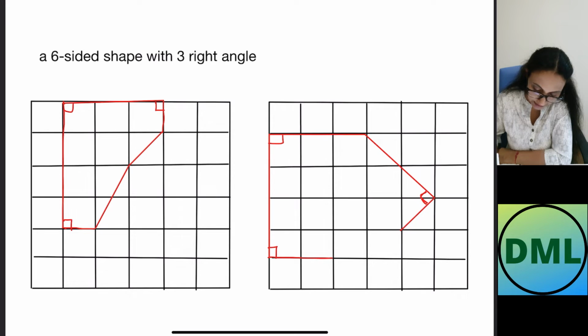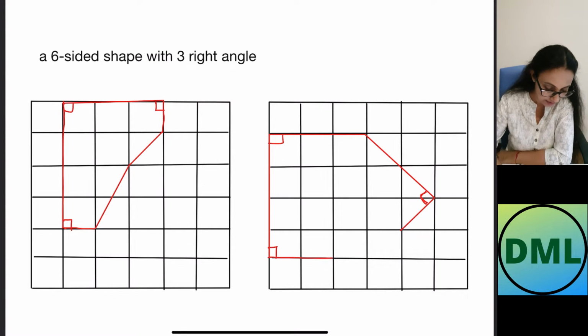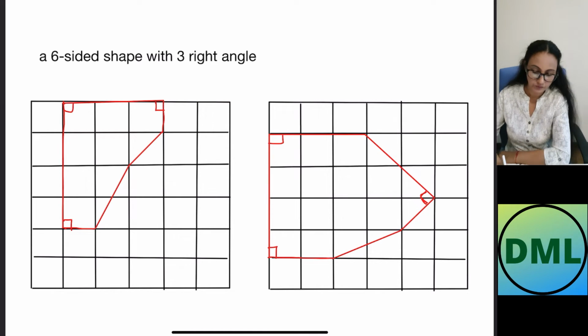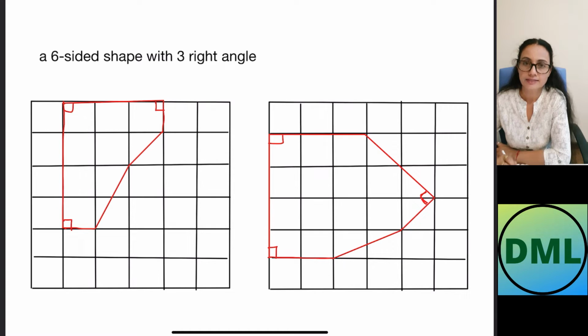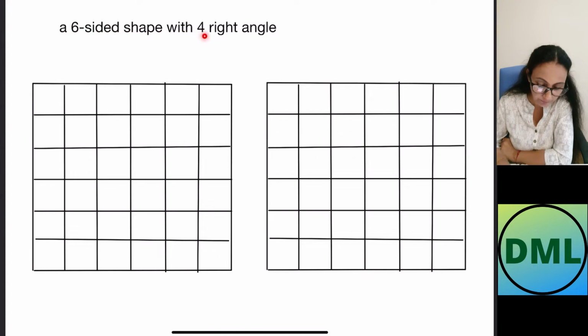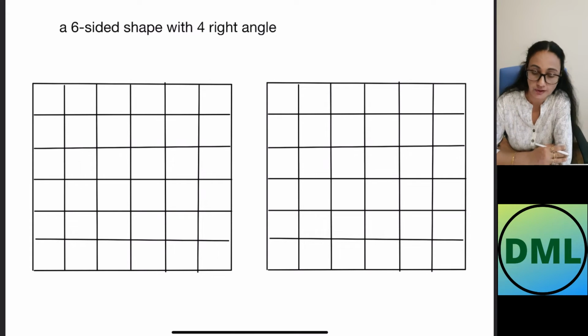How many sides did I draw? 1, 2, 3, 4, 5 sides. I need to draw the 6th side by joining this. Let's join it. So this is the line we have. I have drawn a 6-sided shape with 3 right angles. Let's see one more example. A 6-sided shape with 4 right angles. Can you draw it? Let's draw it together.